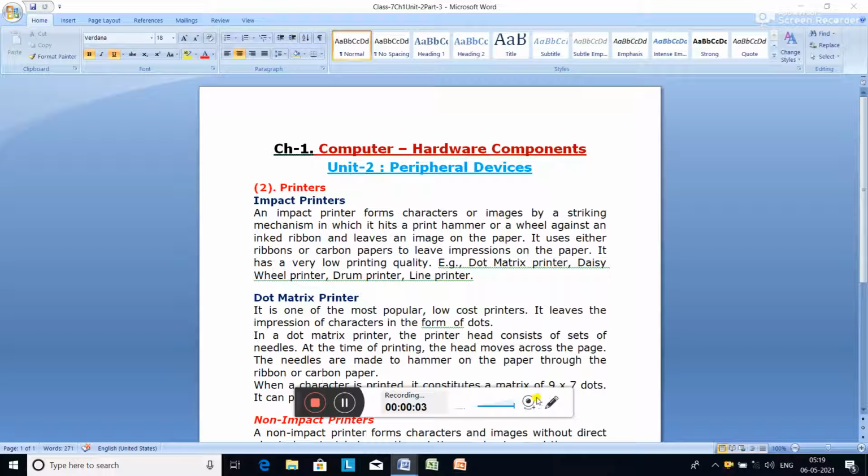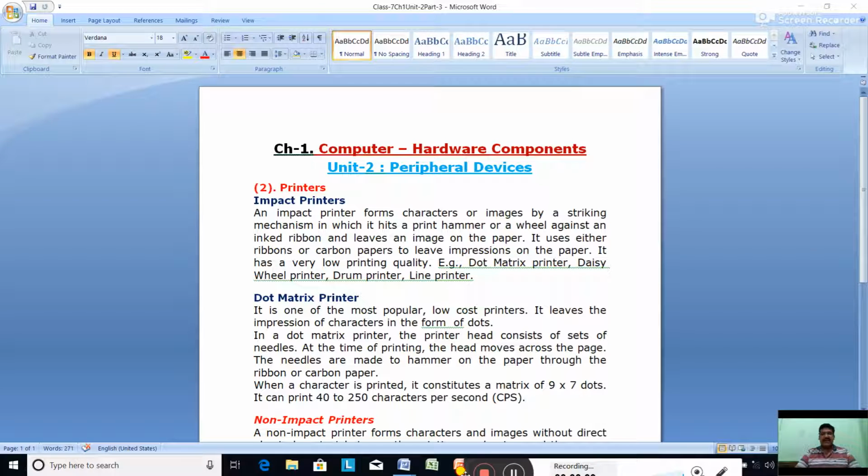Hello class 7. In today's class we are going to discuss the output device printers and the different types of printers, which is the output device, part of chapter 1 unit 2 peripheral devices. Already we know that printers are common output devices used to get the results on paper, that is called the hard copy output, and they provide information in a permanent and readable form.